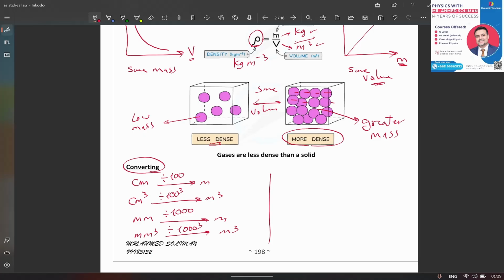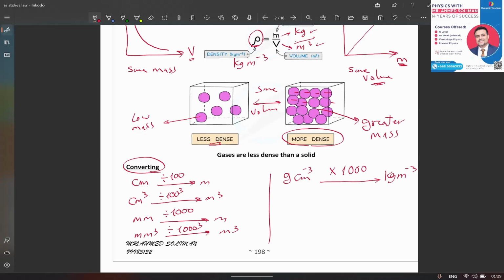Now, if we have the density in gram centimeter negative 3 and we want to convert it to kilogram meter negative 3, we need to multiply by 1000. This is how to convert. So this is a very important conversion in this part.